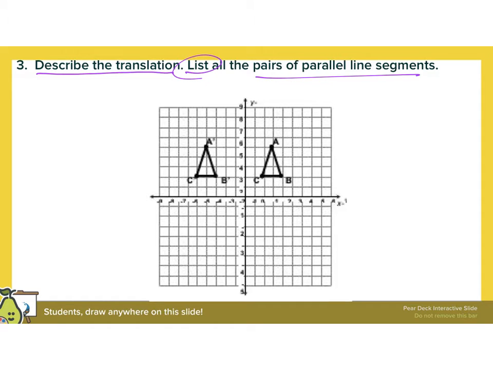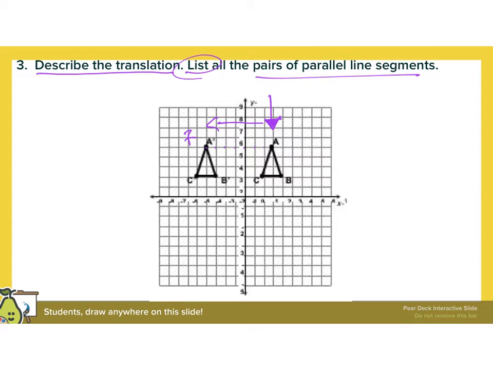So you have to make sure you start with the pre-image, okay? So the pre-image is the one without the little apostrophe, so it's actually this one. Sometimes we just assume it's the one on the left, okay? So this is the pre-image. That means that the shape was translated to the left, and now I just need to see how far. 1, 2, 3, 4, 5, 6, 7 units left.